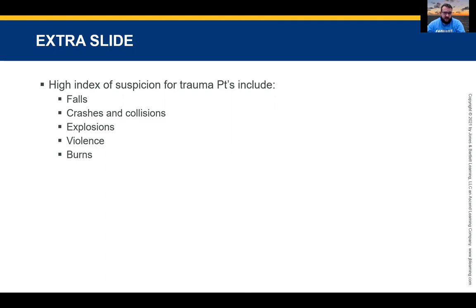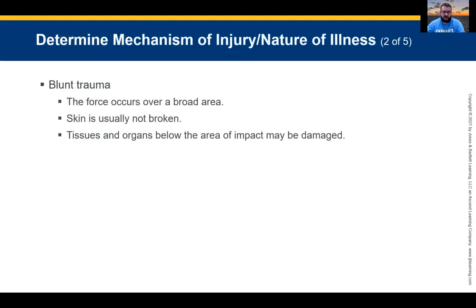So we have to think about the MOI, nature of illness, and all that when it comes to any of these. Explosions, let's think about that. You have the initial blast, the tertiary blast, flying objects, all these different things you need to consider. When it comes to burns, do we have something on them that's going to continue to burn them? We need to stop the burn, remove the burn, and cool the patient off. Those are all mechanisms of injury and natures of illness that we need to address and fix right then. That's a life-threatening injury.